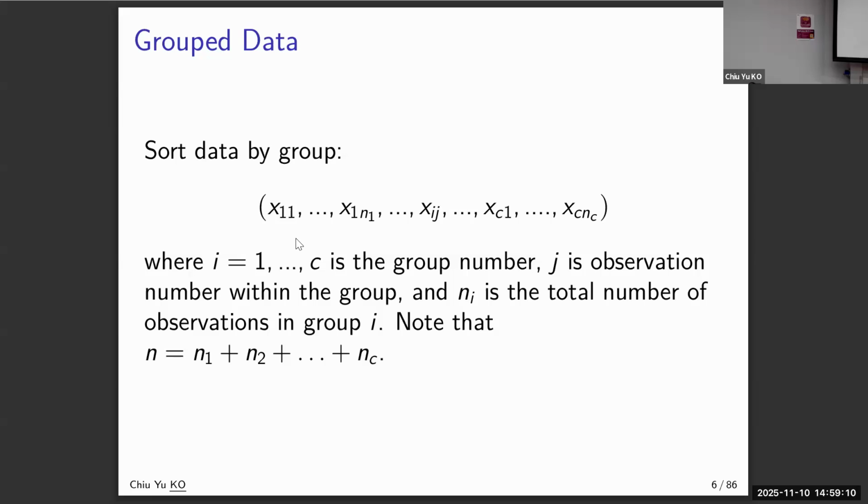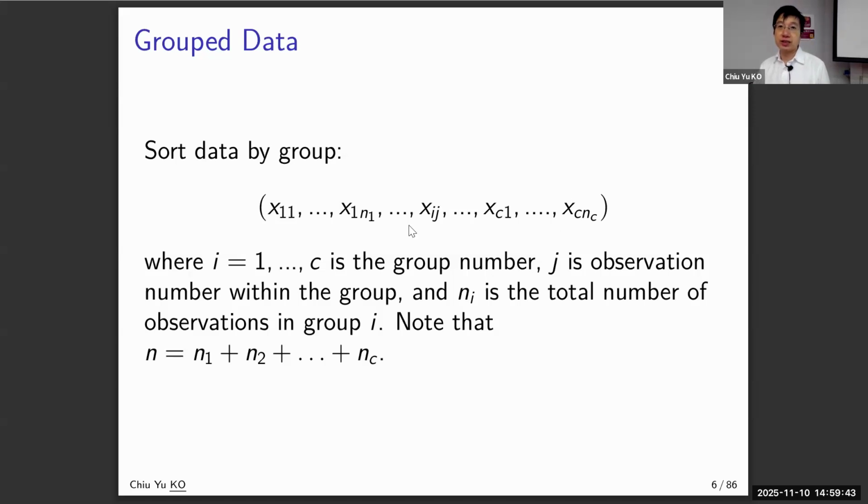We put them in a list. The last one will be xc, the last group, last observation, because there are a total of C groups. So we use this double subscript to make our life easy. This is the standard notation. I'm not inventing my own. If you look at all the textbooks, this is what they follow. So xij is a standard notation.